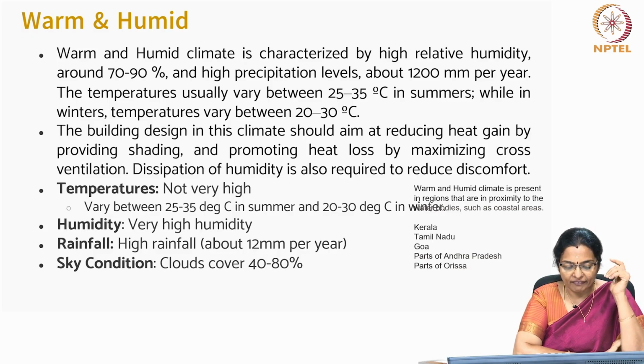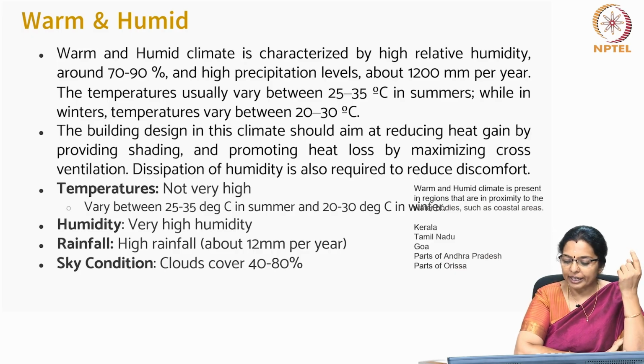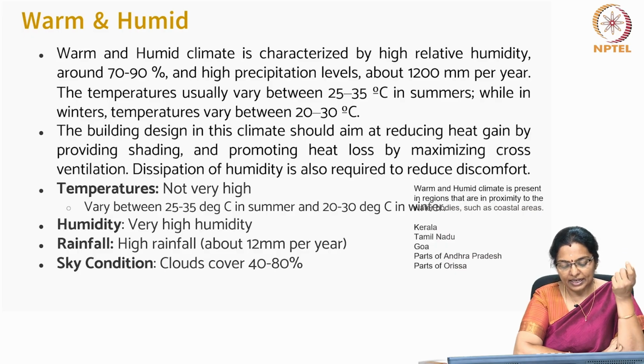Temperatures may not be very high, it's not as high as hot and dry. It varies between 25 to 35 degrees centigrade in summer and 20 to 30 degrees centigrade in winter. But the humidity is very high. There is very high rainfall and the cloud cover is 40 to 80%, which causes more sultriness.